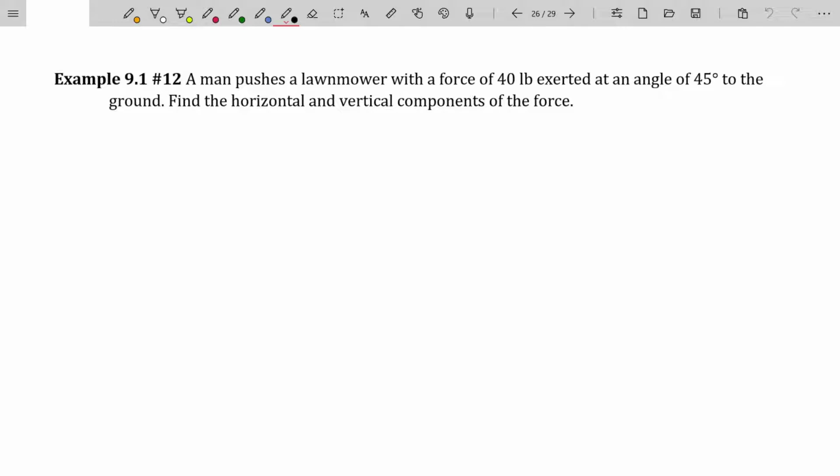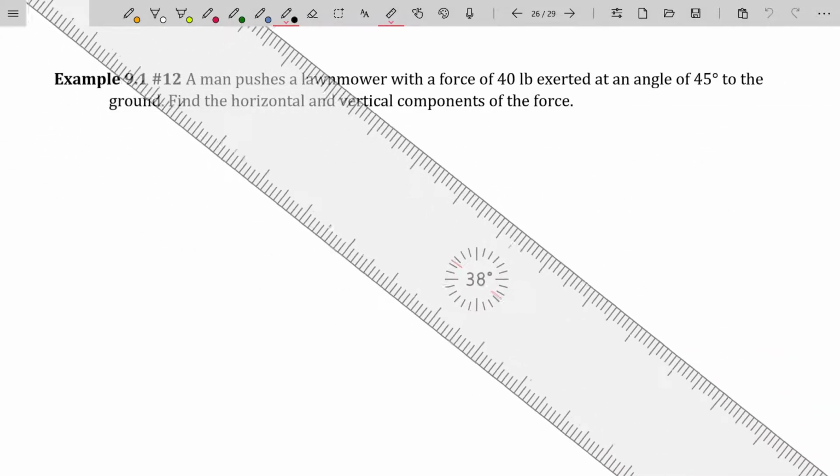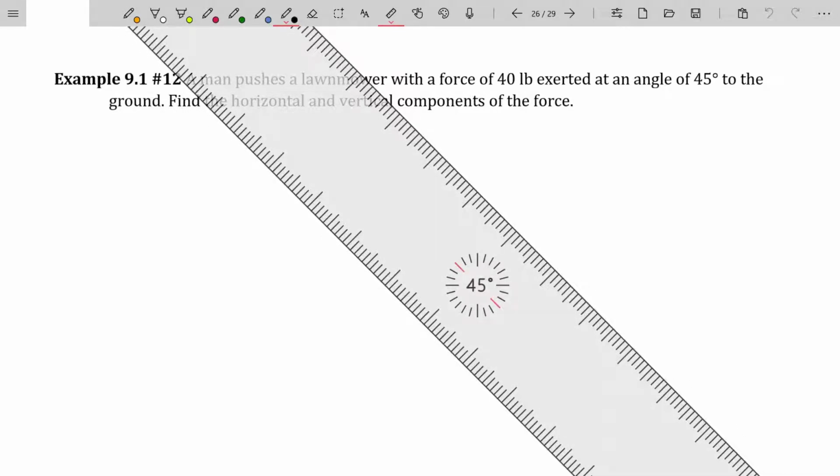Anyway, a man pushes a lawnmower with a force of 40 pounds, exerted at an angle of 45 degrees to the ground. Find the horizontal and vertical components of the force. Now, this is just something that I need to remind you of. We've been dealing with vectors, and vectors have a direction and a magnitude, and that's exactly what force is. Force has a direction. In fact, a person pushing a lawnmower like this would be pushing, let's say, 45 degrees downward, right? So they would be pushing with a vector that looks like this.